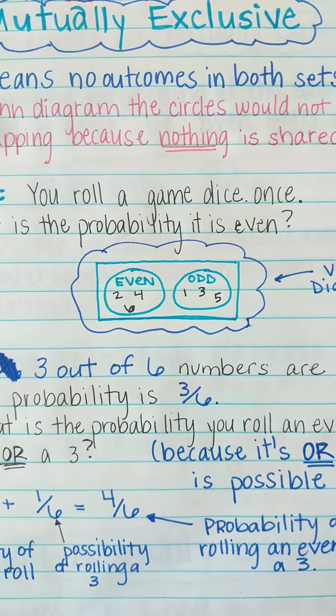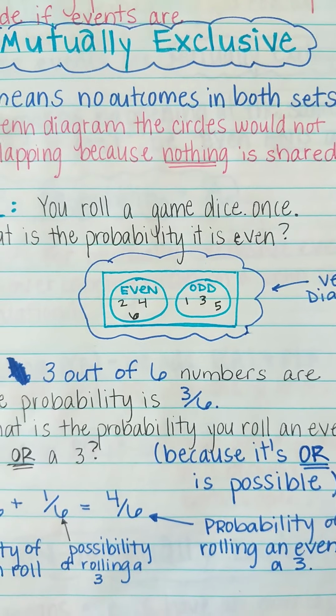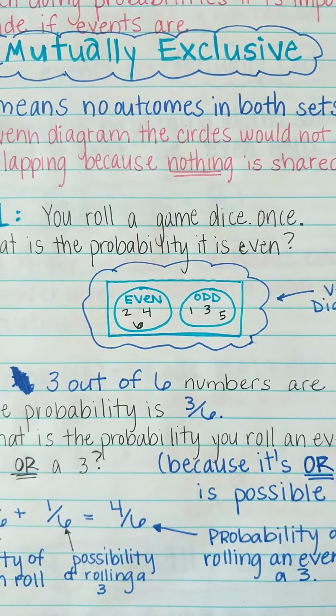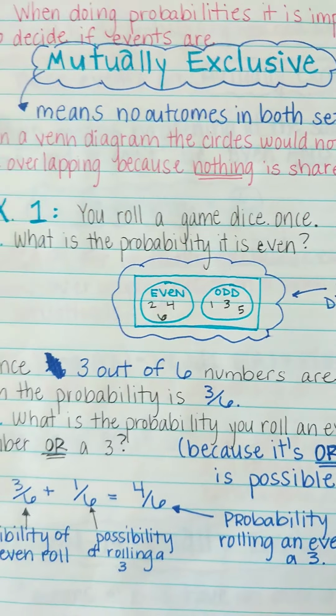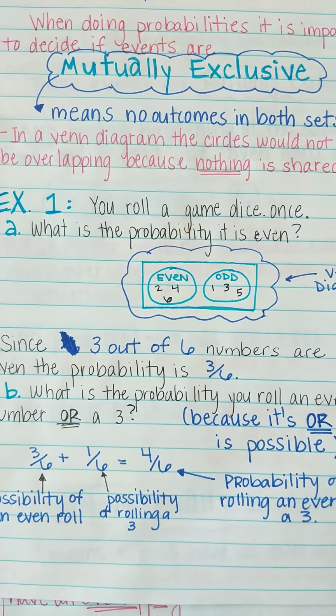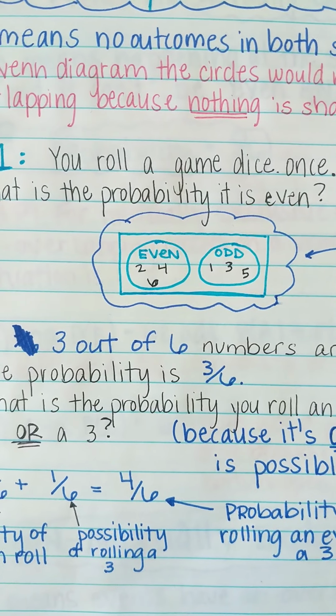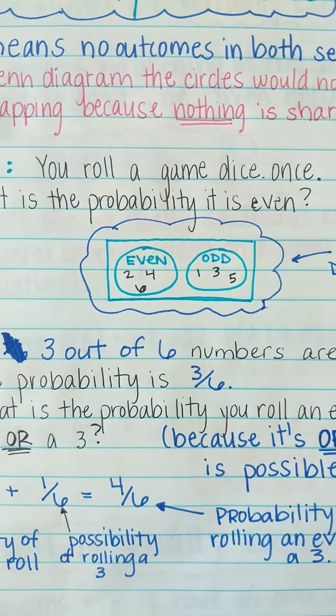So when I go to answer probability, it says, what's the probability it's even? We always do the number of possible outcomes over the total possible outcomes. So in this case, since 3 out of 6 numbers are even, the probability of this happening is 3 over 6, or 0.5, okay?